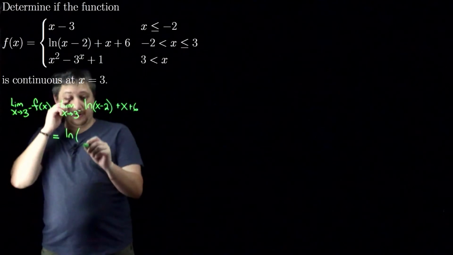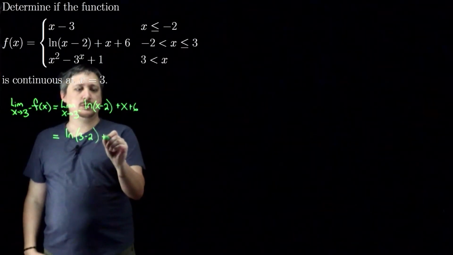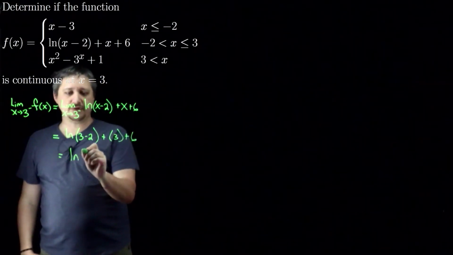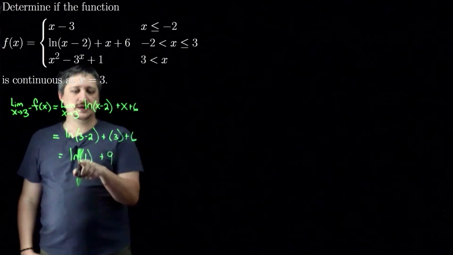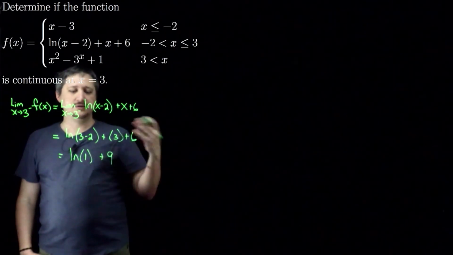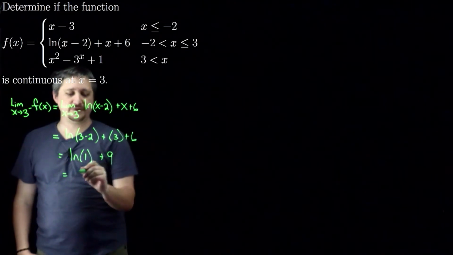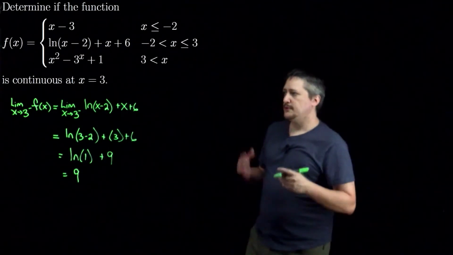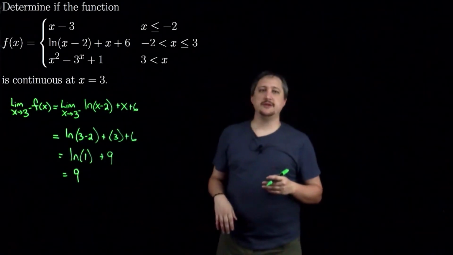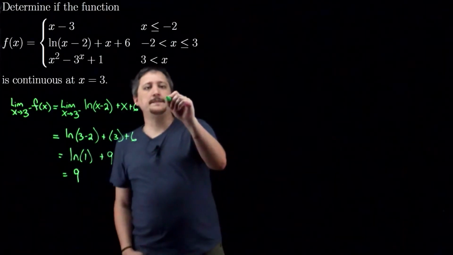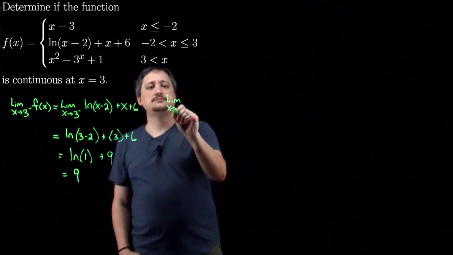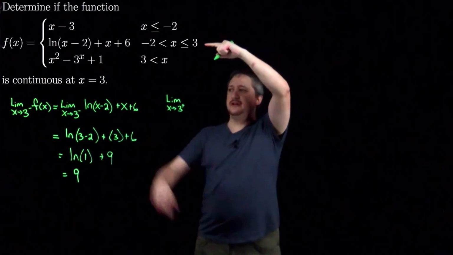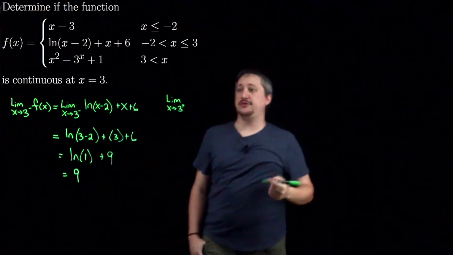So again, natural log of 3 minus 2 plus 3 plus 6. Natural log of 1 plus 9. And natural log of 1 is saying e to what power is 1, and that's 0. So this is going to be 9 plus 0, which is just 9. Okay. So here I have computed my limit from the left. Now I'm going to compute my limit from the right. And you may note too that this was where x equals 3, so this is also computing my value of f of 3 if I need that.